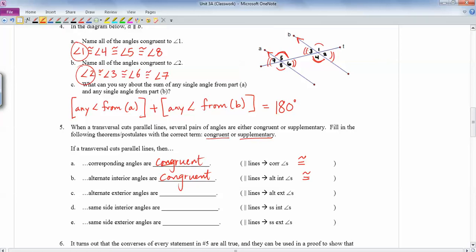Alternate exterior angles. So we need exterior angles. So remember, exterior is on the outer parts of the two main lines. So in this case, if I pick like angle 1, then I need something that's alternate. So on the opposite side of the transversal, like angle 8, right? And we know that 1 and 8 are congruent.